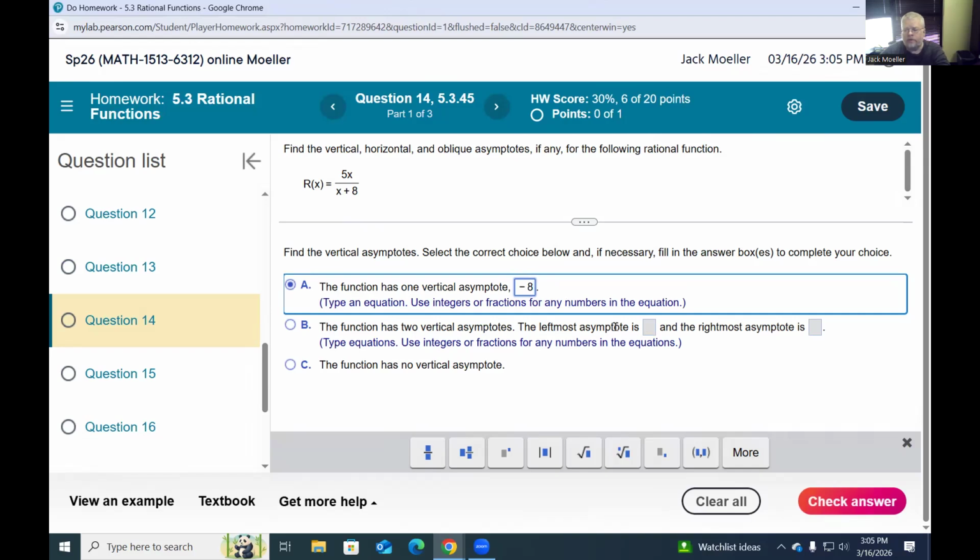Now notice when it says 2, it has leftmost and rightmost. So make sure you're putting them in order from left to right if there are 2. Like if there were 2 factors in the bottom, then we would need 2 there.